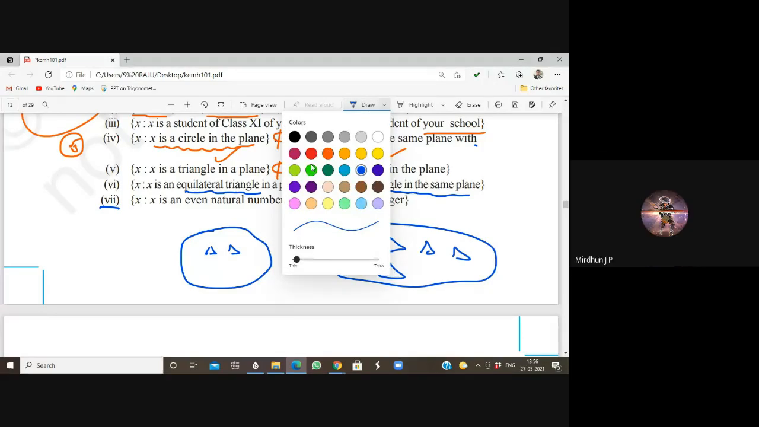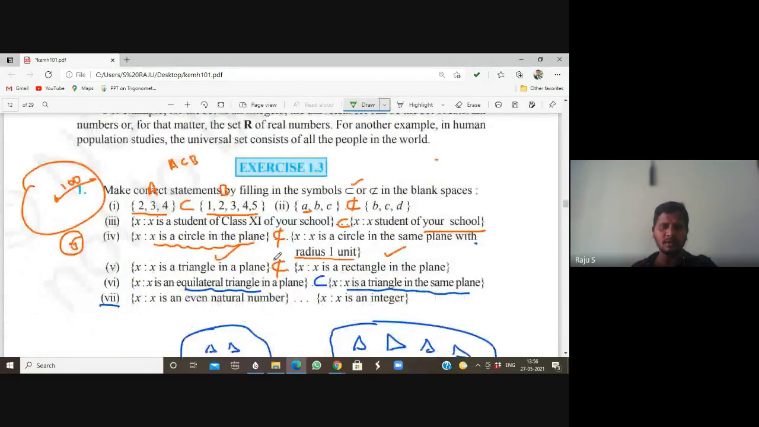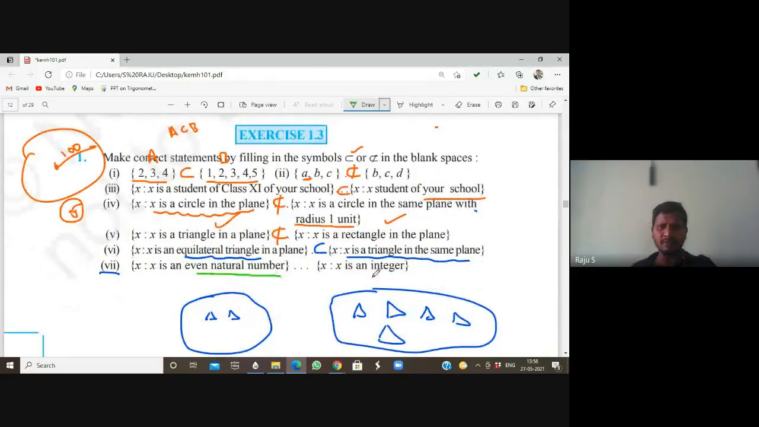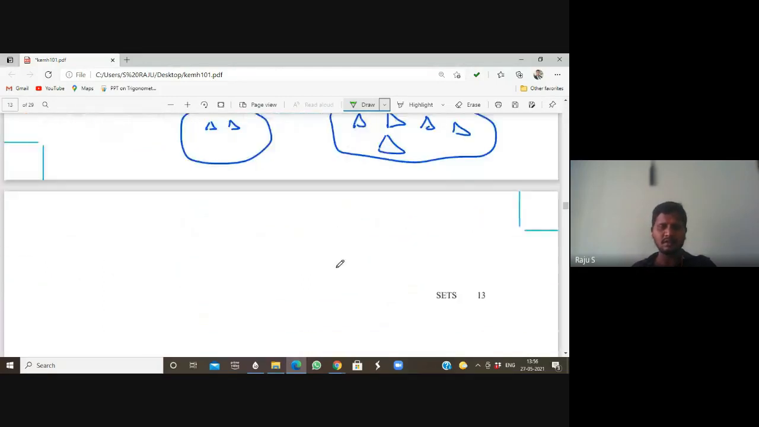Next, seventh subdivision. Subset. Sir, are you sure? Yes, sir. X is an even natural number. X is an integer, right? Every even natural number is a subset of the integers, right?